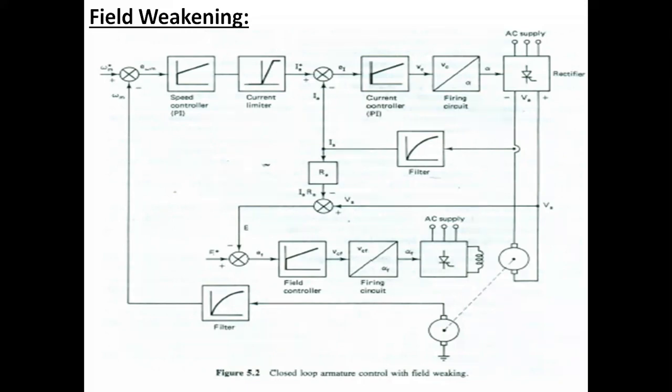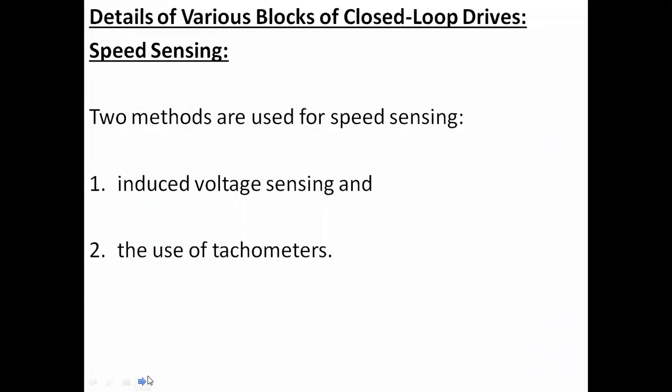There are various blocks of closed loop drives. The main topic is closed loop drives, and now we are discussing the various blocks of the closed loop drive. Depending upon the figures 5.1 and 5.2, the first block is speed sensing.